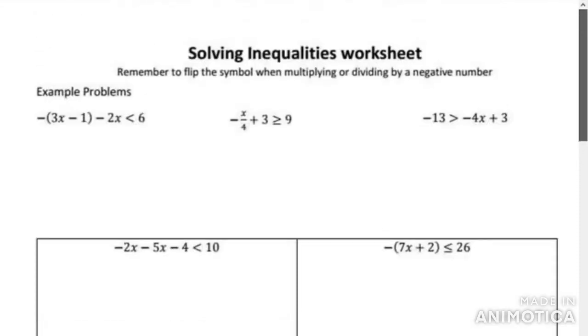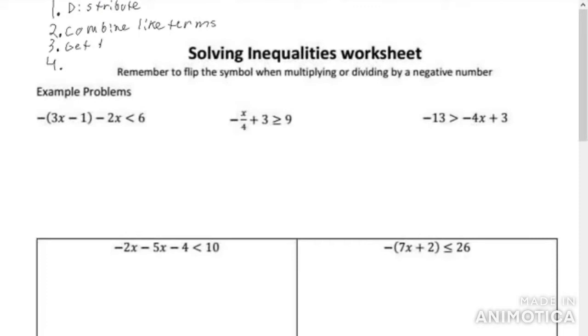Now, don't forget, we're using the same steps to solve for inequalities. Okay? We need to distribute if we need to. Then we need to combine like terms. Then we need to get the variable to one side of the symbol. Remember, this right here is our symbol.